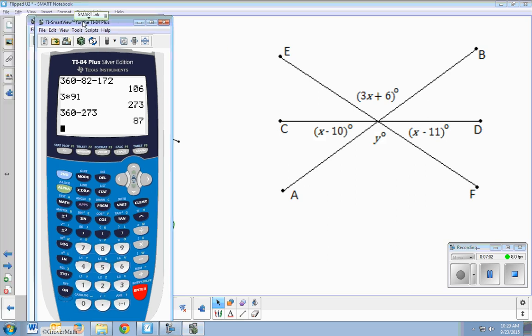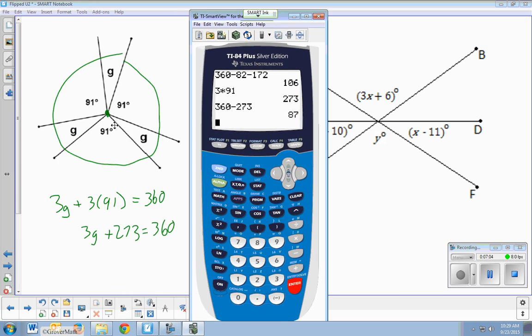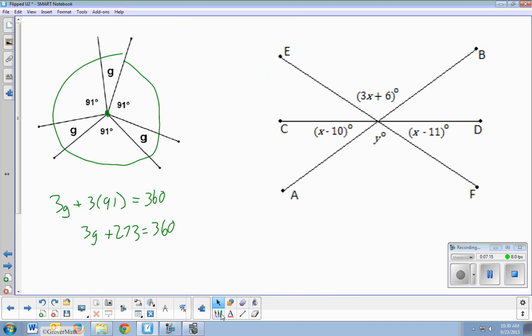Let me just make sure I'm accurate here. 3 91s is 273, 360 minus 273 is 87, and divide by the 3 G's, I'm going to get 29 each. So angle G equals 29 degrees.